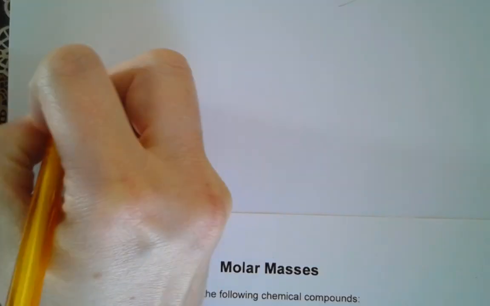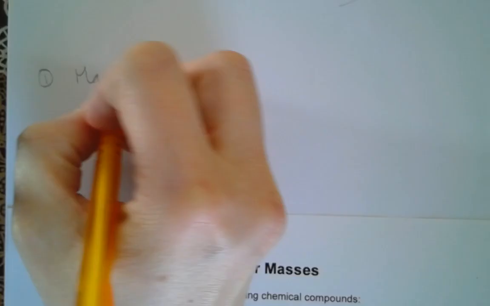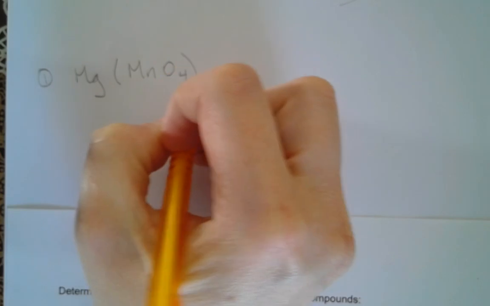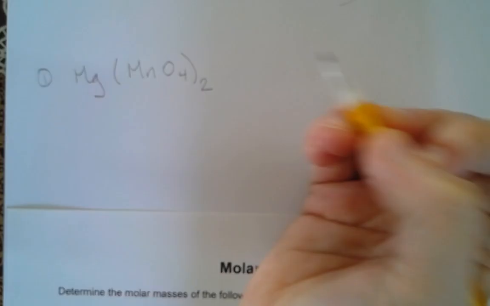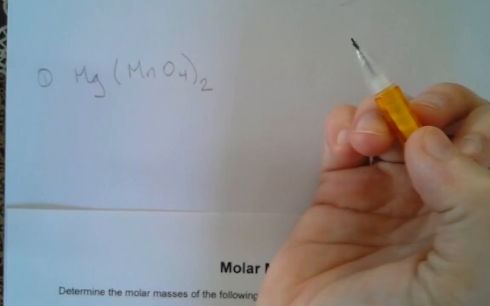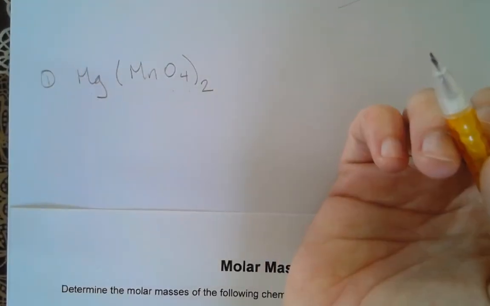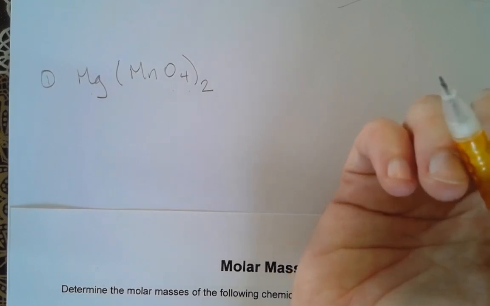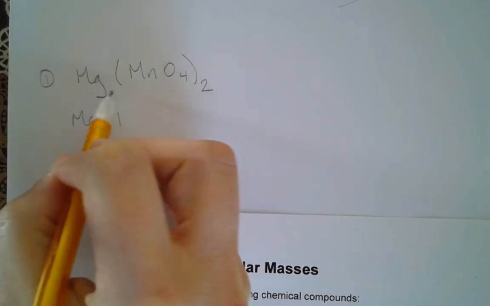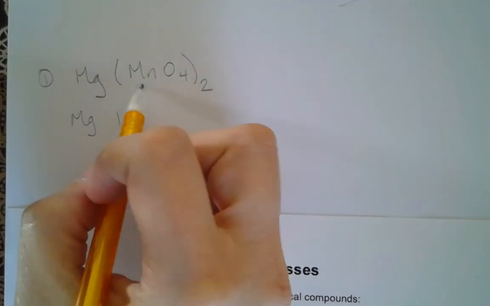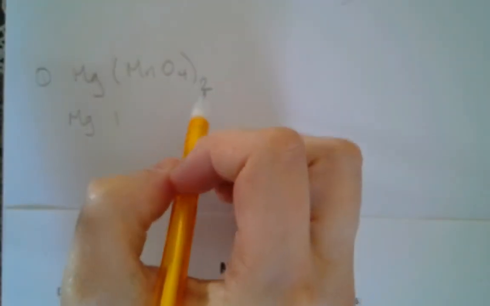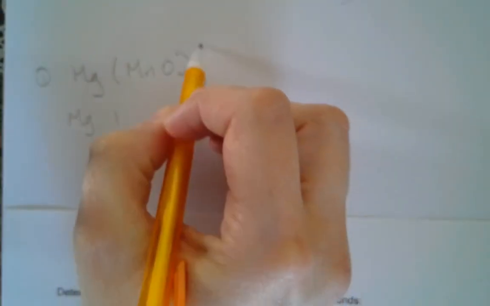magnesium manganate. Oh, yeah, and magnesium's got a charge of +2. Manganate is -1, so we need 2 of those to make a neutral compound. All right, so you've got your neutral compound there. And we'll do it the same way. We've got 1 magnesium. Here's where it gets a little tricky. The 2 subscript is on the outside of the parentheses, so it distributes to all of the stuff inside the parentheses.